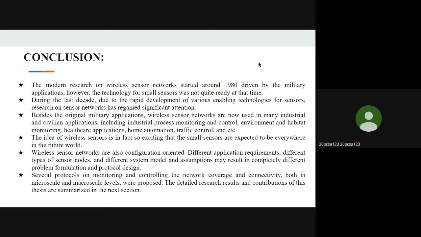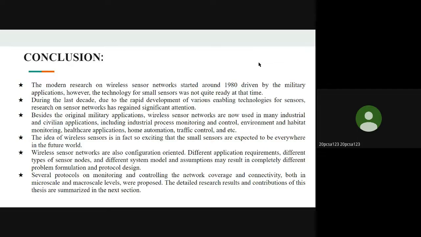It plays a major role in these networks. The idea of wireless sensor networks is exciting in that small sensors are expected to be everywhere in the future world. Wireless sensor networks are also configuration oriented: different application requirements, different types of sensor nodes, and different system models and assumptions may result in completely different problem formulations and protocol designs.